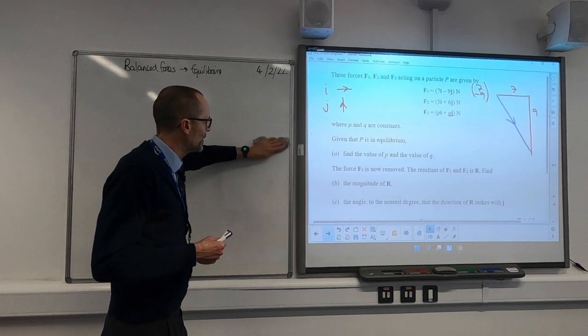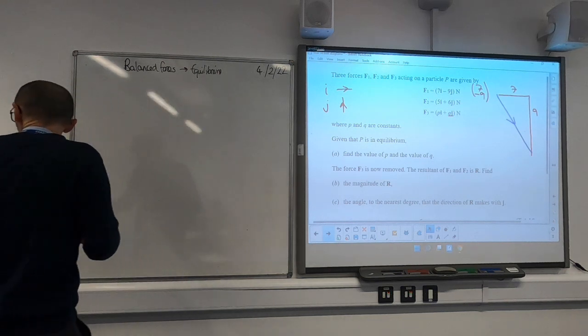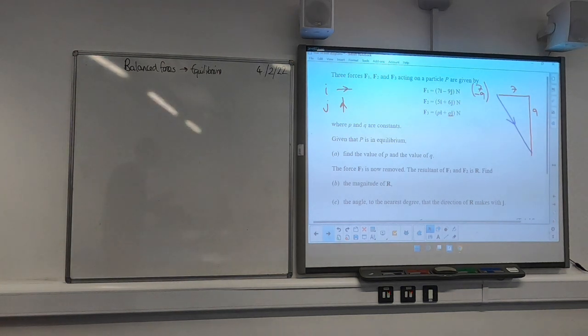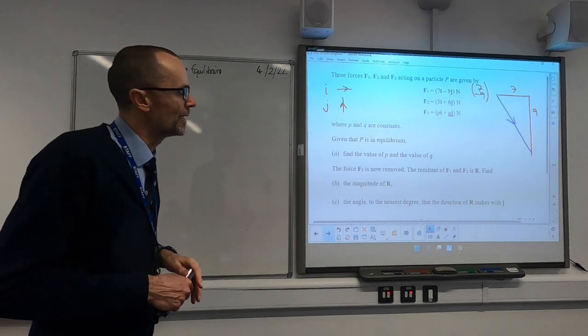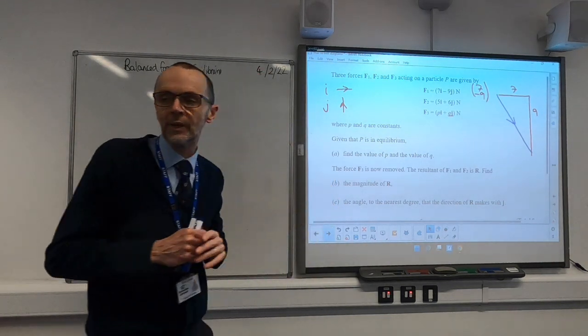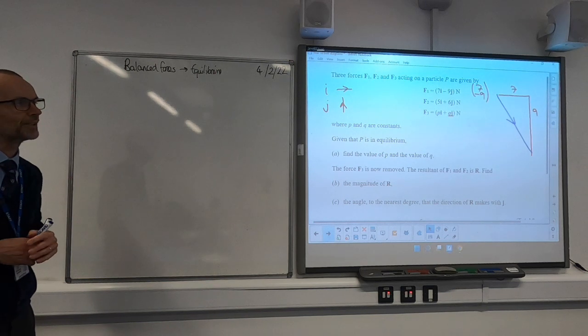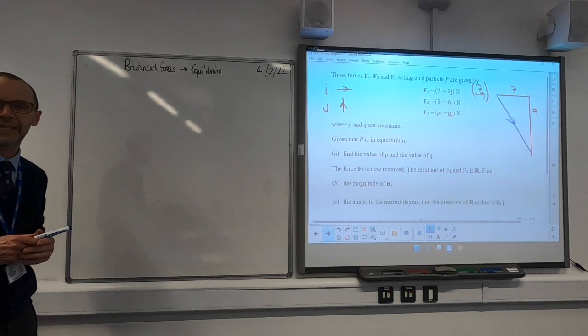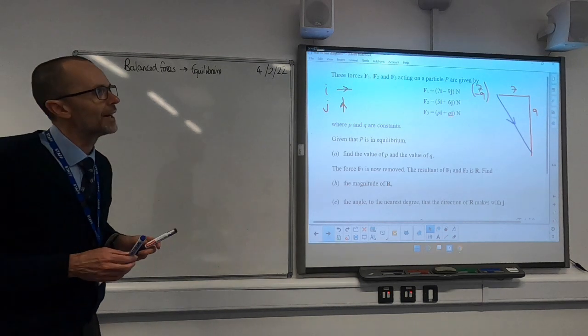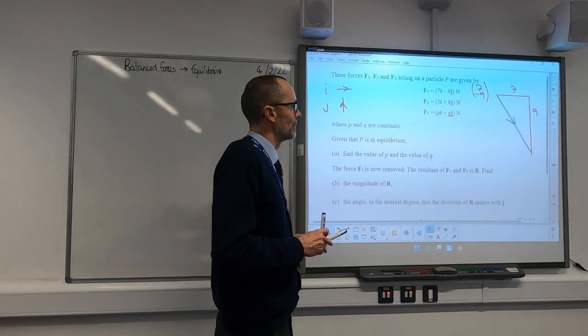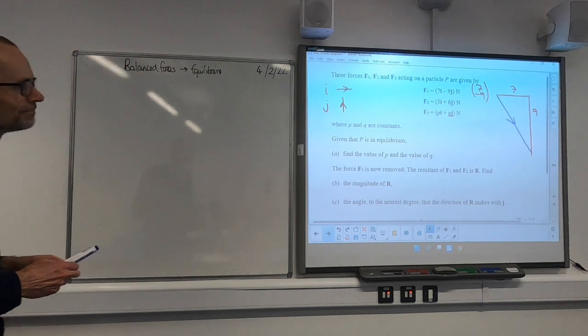So when the forces are written as vectors, it makes the whole resolving horizontally and resolving vertically thing so much easier. Particularly if we're dealing with equilibrium, because we know the horizontal force is 0, so those 3 i numbers must add up to 0i, and the 3 j numbers, the vertical components, must add up to 0 as well.